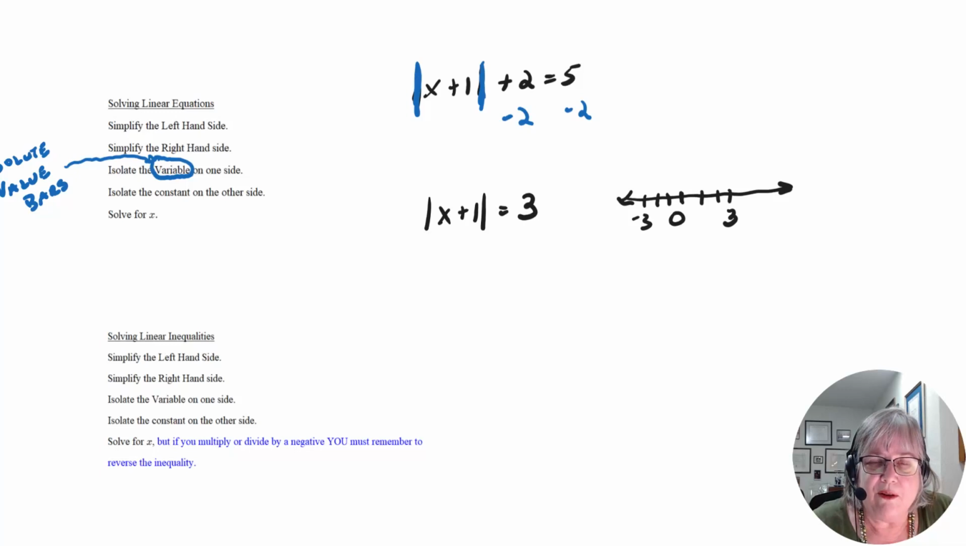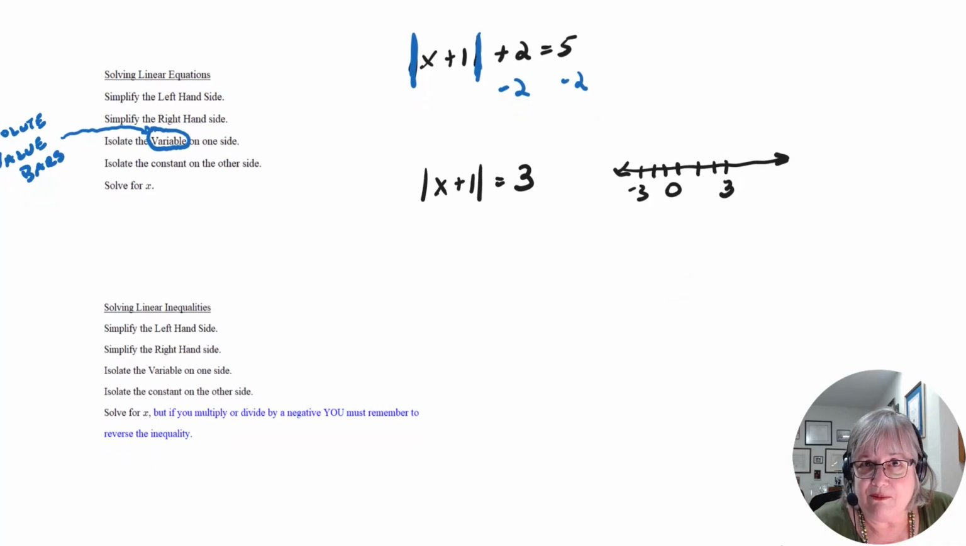Or they could be over here at this 3. Not that I drew that to scale. So if I went looking for them, I would go 3 units to the right or 3 units to the left to find x plus 1, whatever they're up to. Okay, so what does that look like? Right, x plus 1. Now I take it out of the absolute value bars.